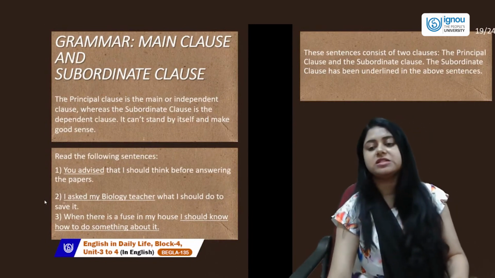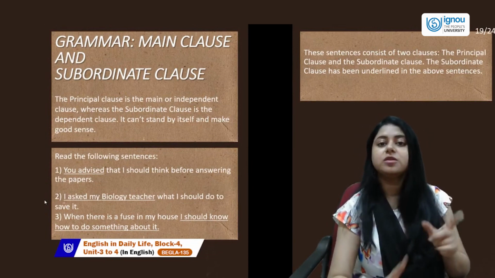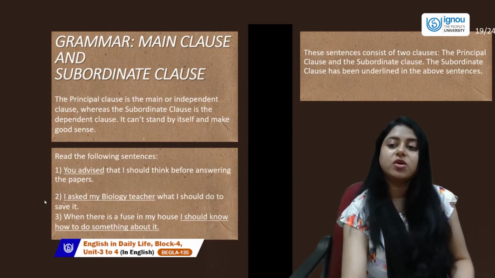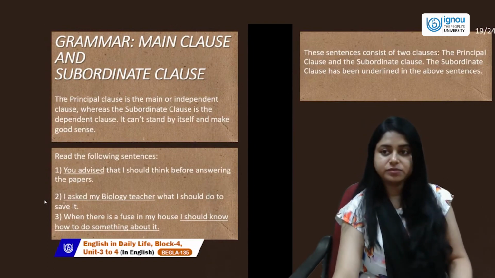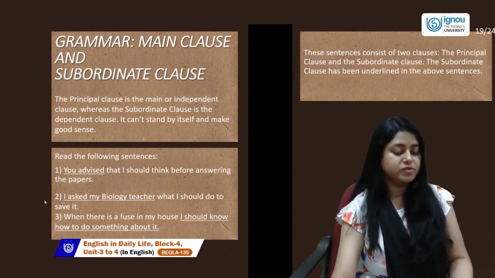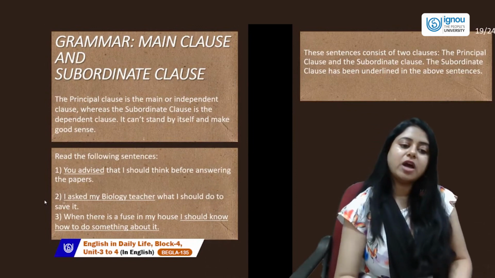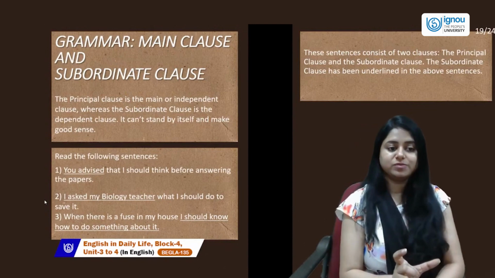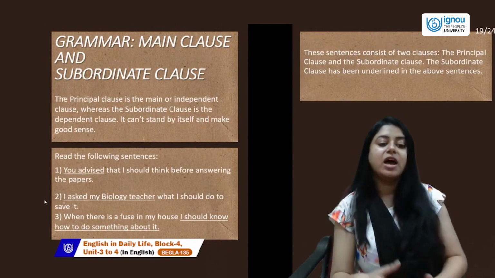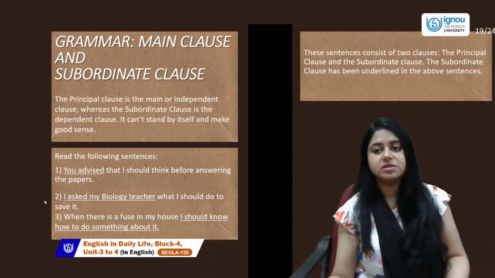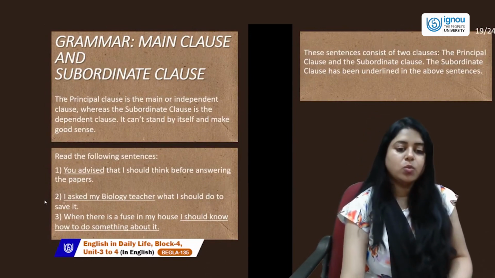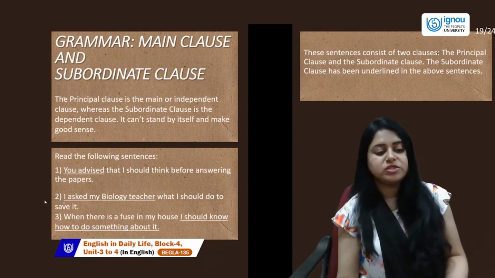You'll see that these sentences consist of two clauses, the principal clause and the subordinate clause. The subordinate clause has been underlined in the above sentences. So, you advised: subordinate clause. I should think before answering the papers: main clause. I asked my biology teacher what I should do to save it. So, what I should do to save it is the subordinate clause.